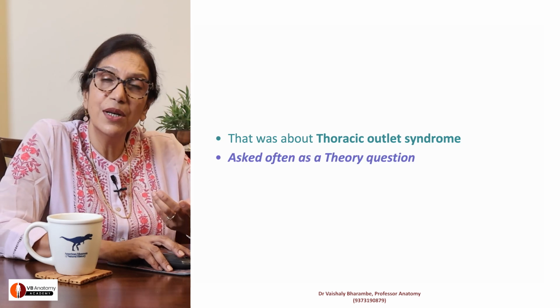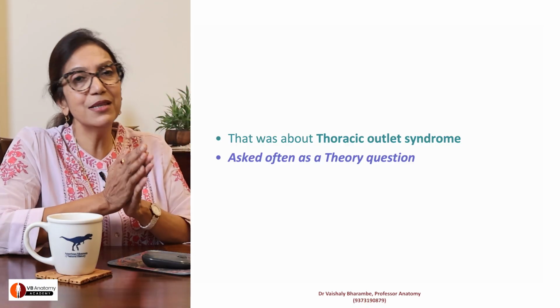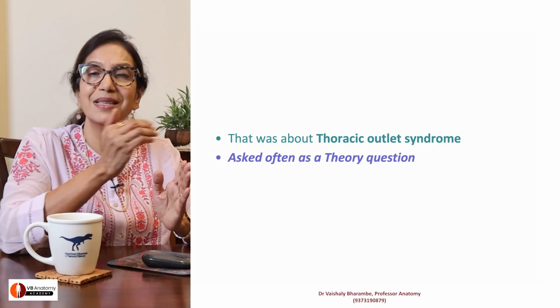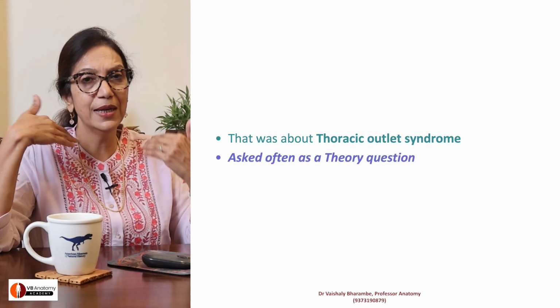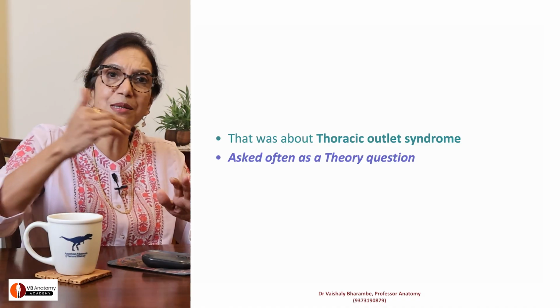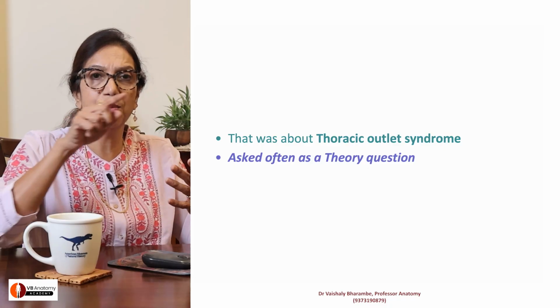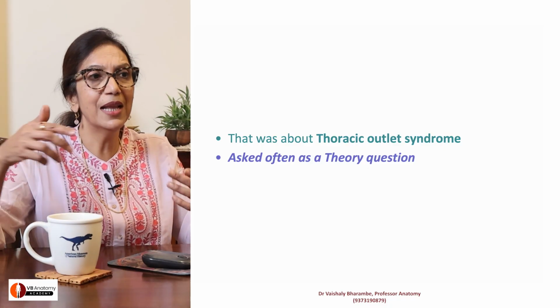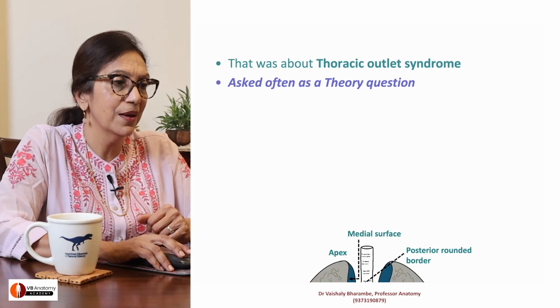And this is asked very often as a theory question. Do please study this. And the best way to answer this is do it systematically. Know your section at the level of T1. Know the apex of lung and its relations and go systematically. Venous symptoms, arterial symptoms, nerve-related symptoms. Then there is more chance of you getting the whole thing correct.